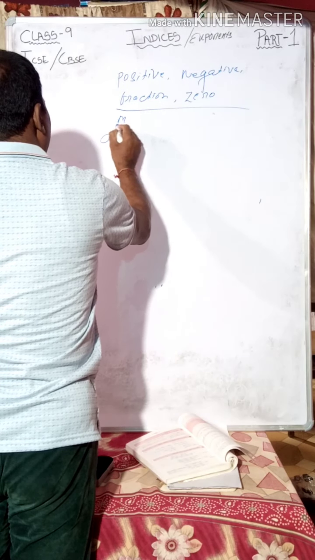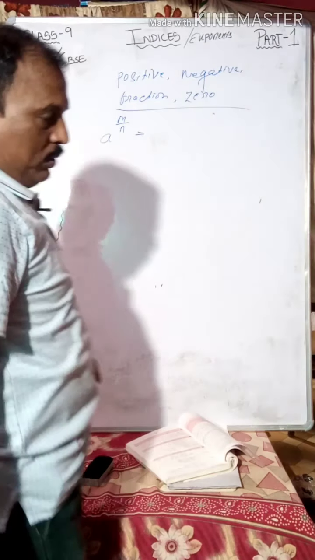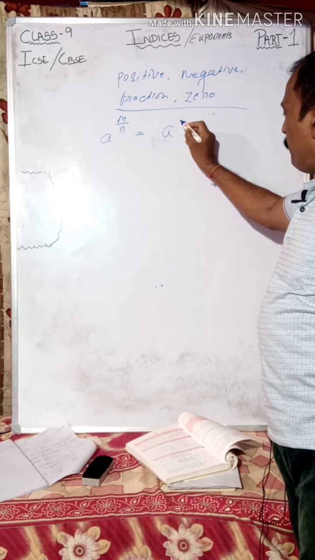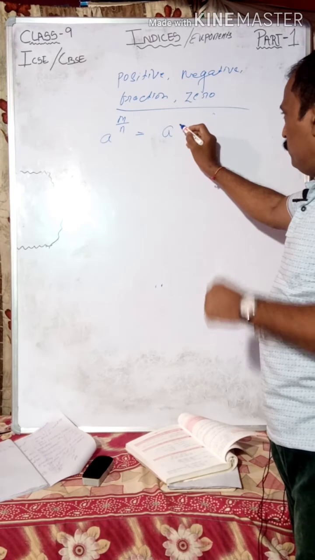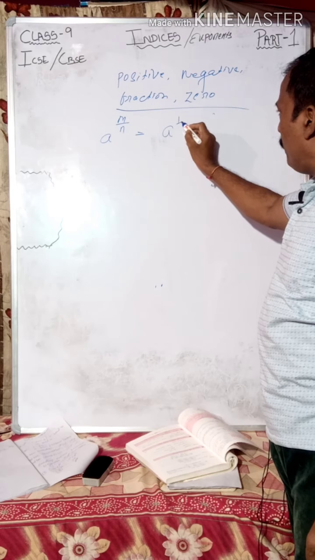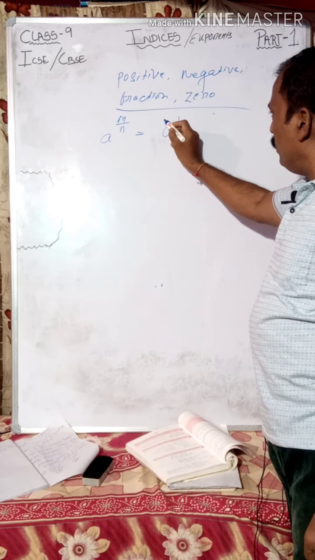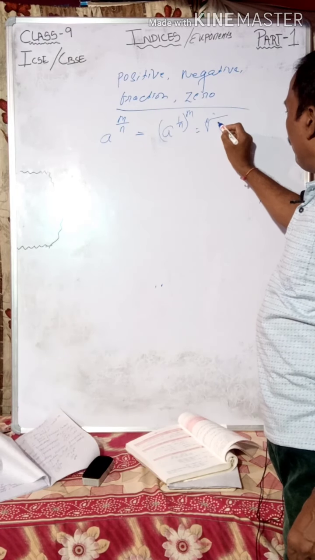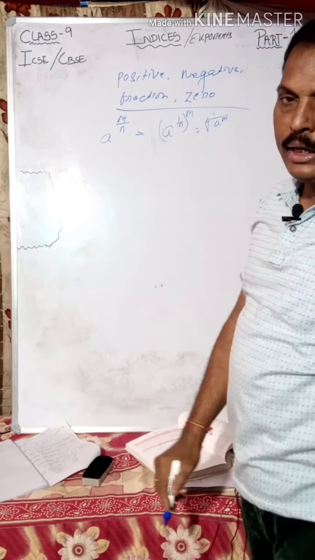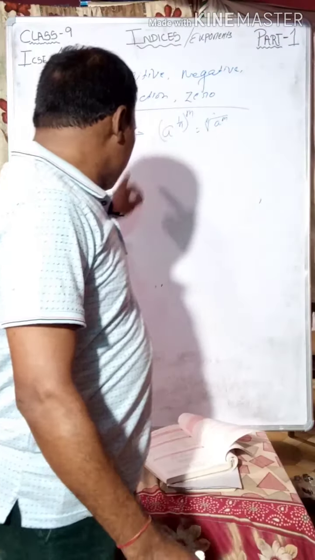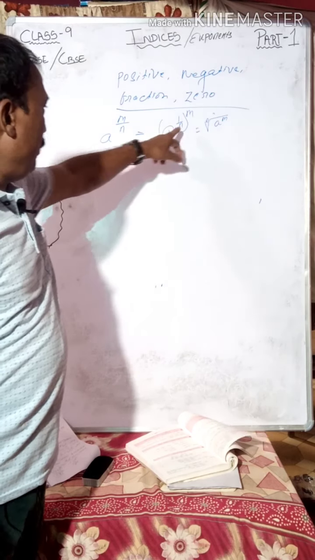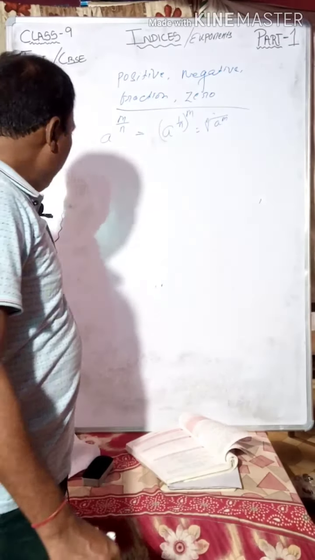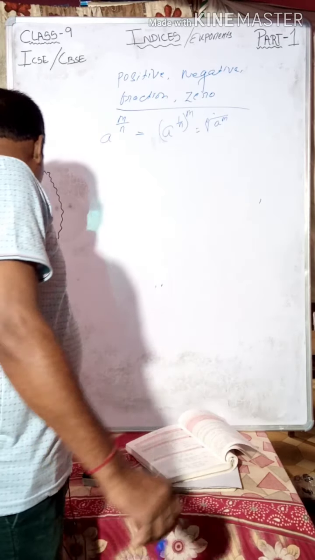a to the power m upon n is equal to a to the power 1 upon n, whole to the power m, that is equal to the nth root of a, to the power m. Or the nth root of a to the power m, just the same thing. The 1 upon n becomes the nth root, and a to the power m. This is the next rule.